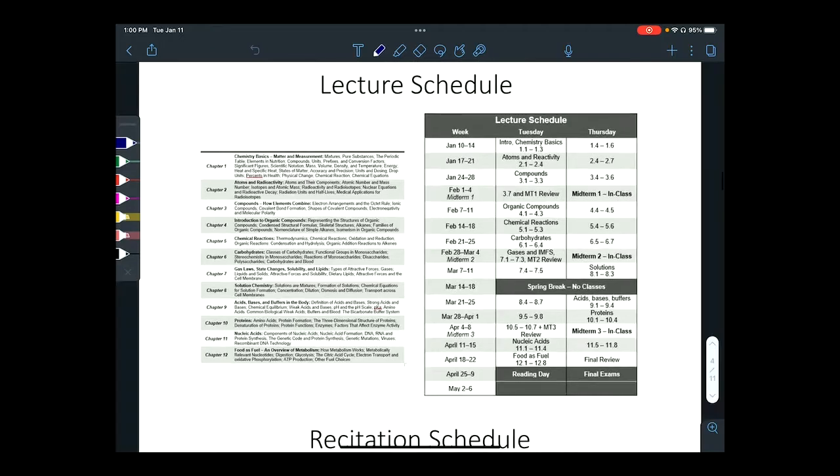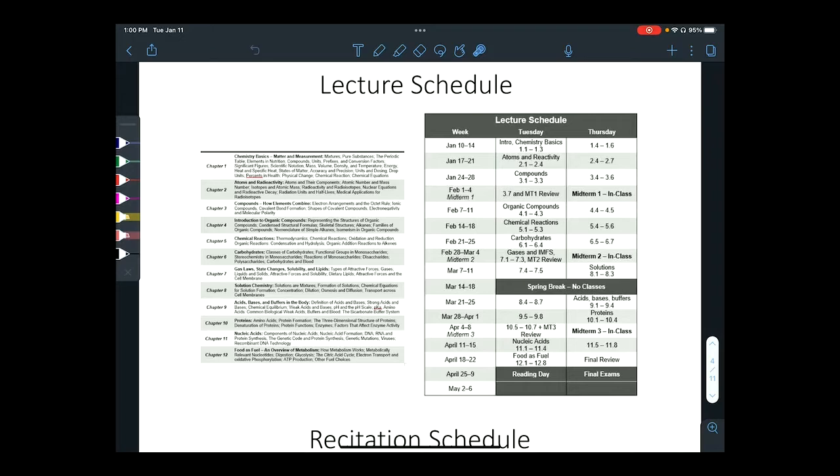So here's our lecture schedule. So what you see here, 12 chapters, we have a lot of stuff to cover. Also, our midterms are in class. So this schedule is just kind of a rough outline of the pace that we're going to go through. So I am going to try my best to maintain this pace.